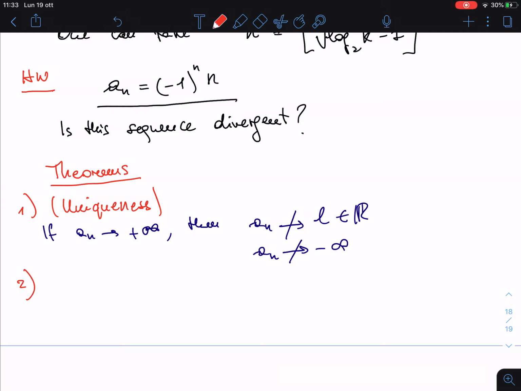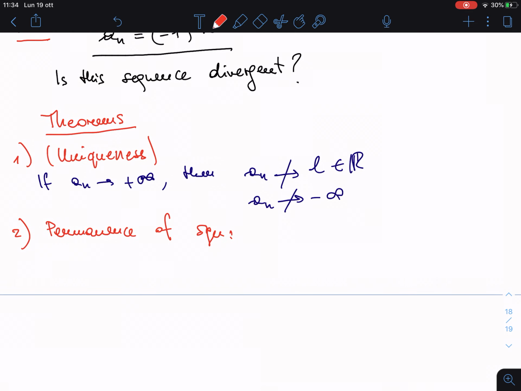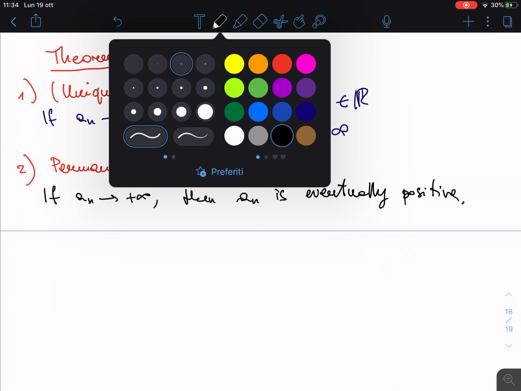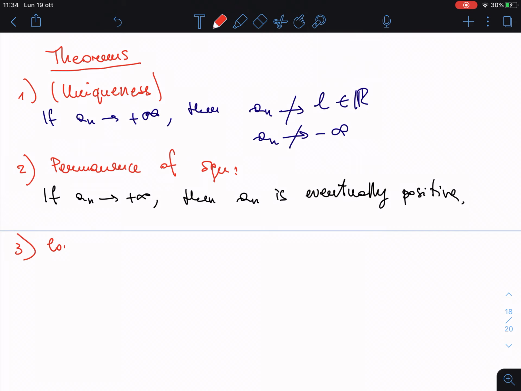Second, permanence of sign says that if an goes to plus infinity, then an is eventually positive. Third, comparison. If an goes to plus infinity, but bn is not smaller than an, then it's like having just one carabiniere, then bn goes to plus infinity.